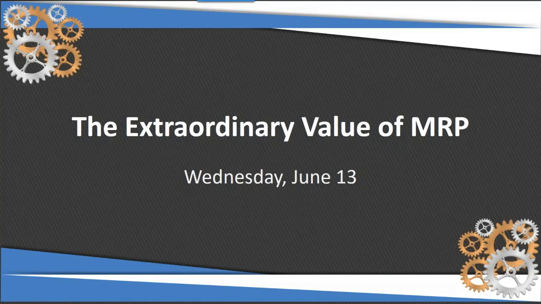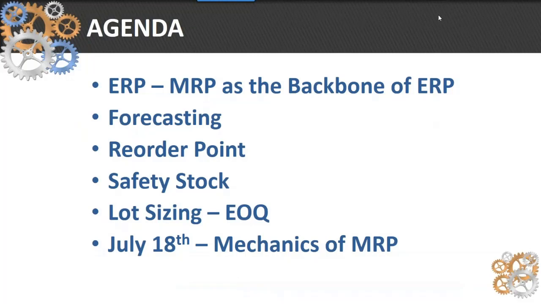Historically, I've found that the use of MRP, specifically in QAD, but in general, has been less than optimal. So what we hope to do today is to cover a couple of subjects, talk about ERP and the fact that MRP is the backbone of all ERP systems. Talk a little bit about forecasting, look at reorder point and what that means in terms of ERP or your MRP system. Talk about safety stock, look at EOQ, and then in July, we'll come back with another webinar on the mechanics of MRP, netting, planned orders, etc.